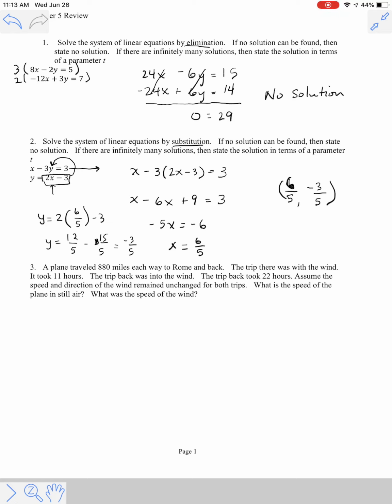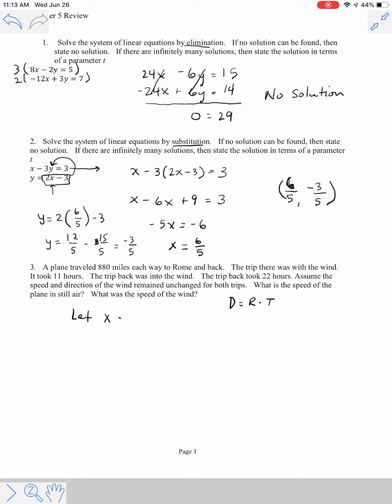Okay, question 3, one of our application problems. We have a plane that's traveling to Rome and then back. So we're going to reference this formula, distance equals rate times time. What we're going to need to do, though, is set up some variables, because the question is asking, what's the speed of the plane and what's the speed of the wind? So we need to define variables.